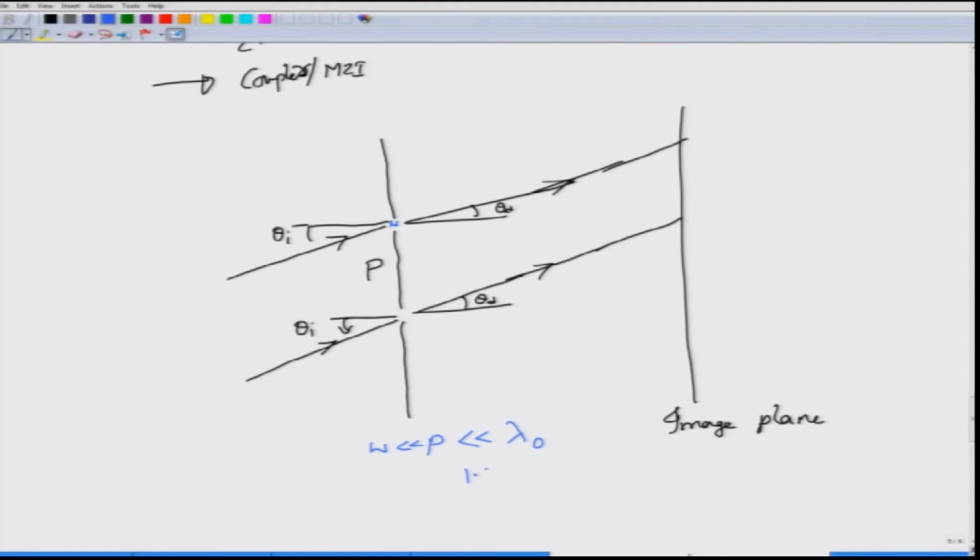Because we are looking at wavelengths of 1.5 micron propagation, this is the 1550 nanometer window, the pitch is typically about 1/10 of this. So, it is about 0.15 micron. The slit width W is about 1 order of magnitude less than this, which would be about 0.015 micron, or very nearly in the nanometer range.